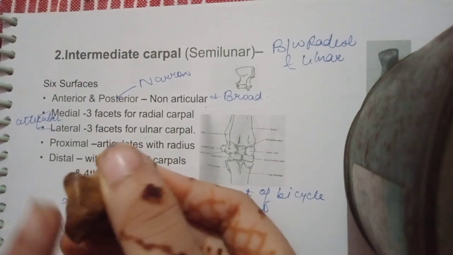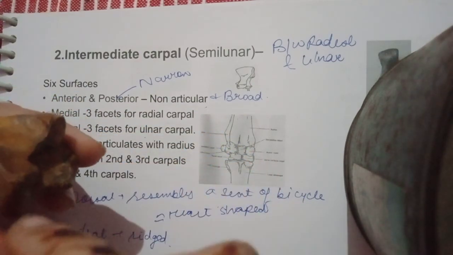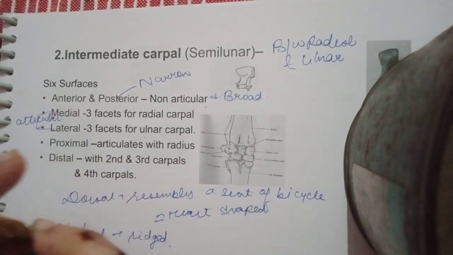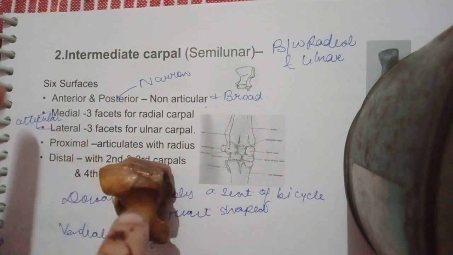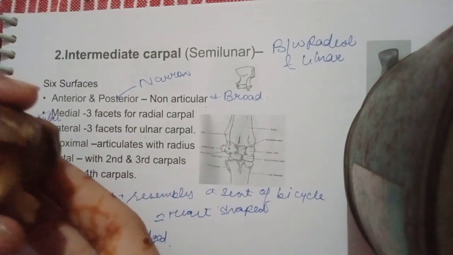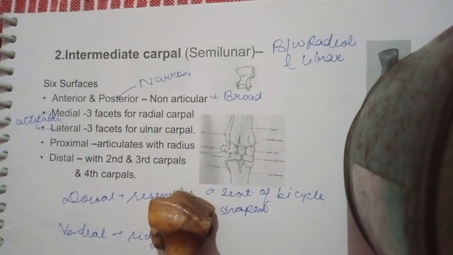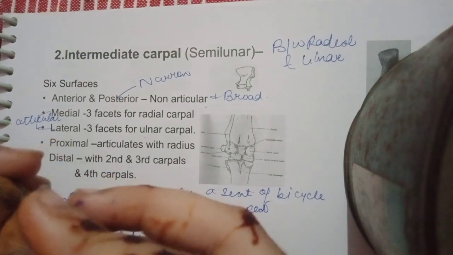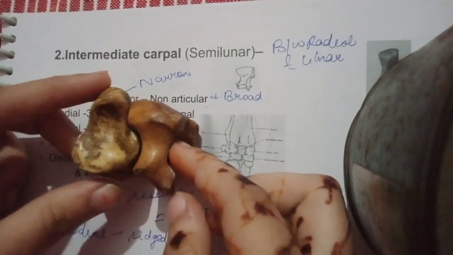The anterior one and the posterior one are non-articular. You can see the anterior one is narrower and the posterior one is quite broad. These both are articular. This will also articulate with the radius. This will articulate with the second and third carpal. So if we attach the radial one with the intermediate, it will be attaching like this one, this much.